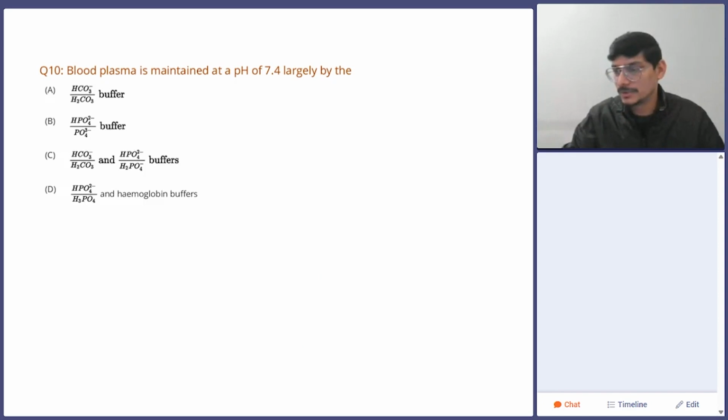Moving to the next question, it's more of a theoretical one, guys, and I think it's been taken from NCERT, group 14 elements. Blood plasma is maintained at a pH of 7.4. You should know that our blood is slightly alkaline, with a pH roughly between 7.26 and 7.42. So the most appropriate answer to this is bicarbonate and carbonic acid buffer. So the correct answer is option A.